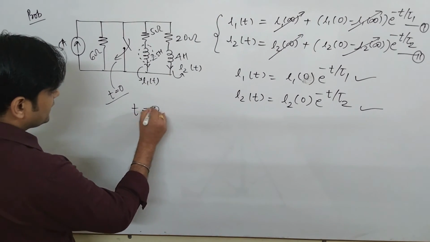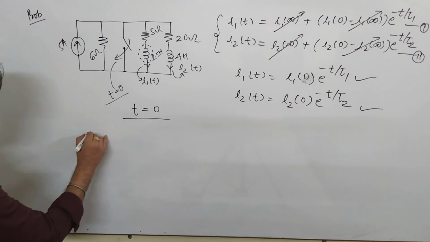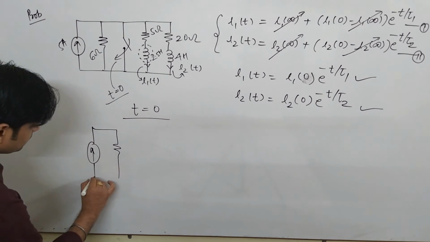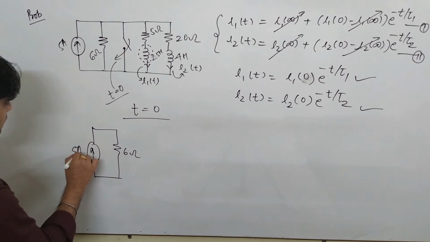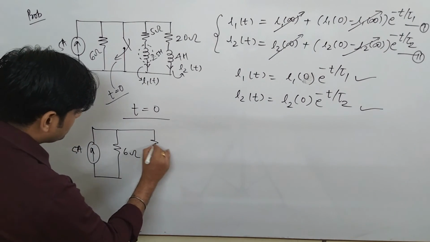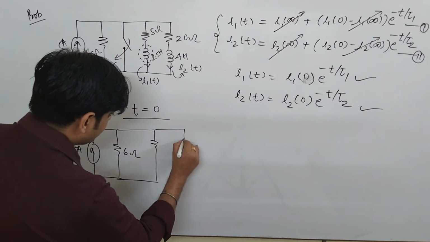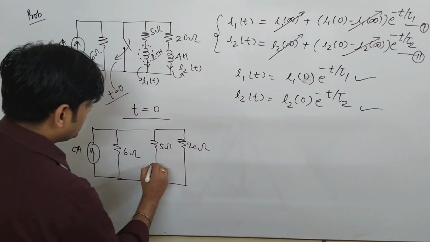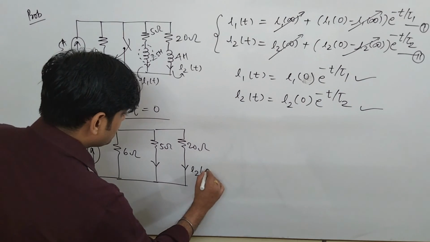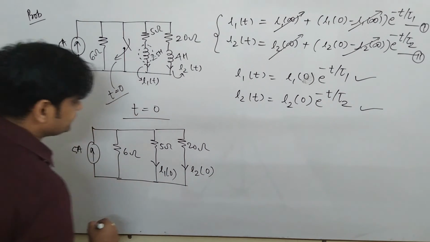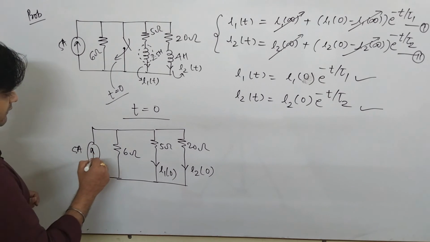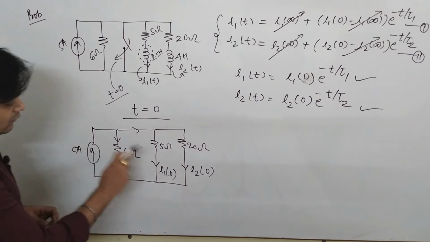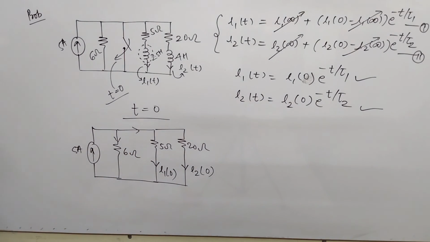First we draw the circuit at t equal to 0, when the switch is open. This is your 5 ampere current, this is 6 ohm, and both the inductors get short circuited. This is 5 ohm and this is 20 ohm. Here are the two currents, this is I2 0, this is I1 0, and this current is 5 ampere. So can we find these currents? Yes. For finding these two values, first we will find this current.